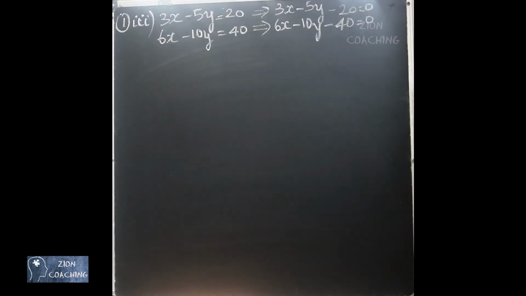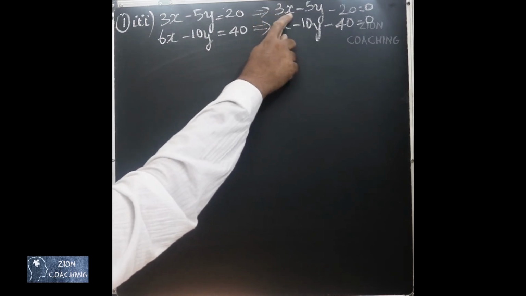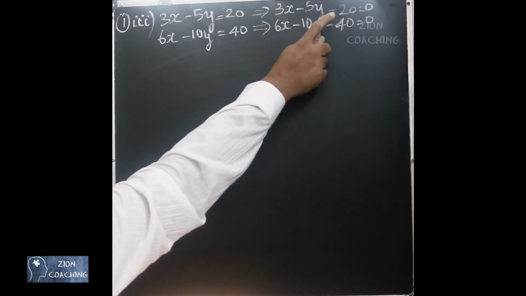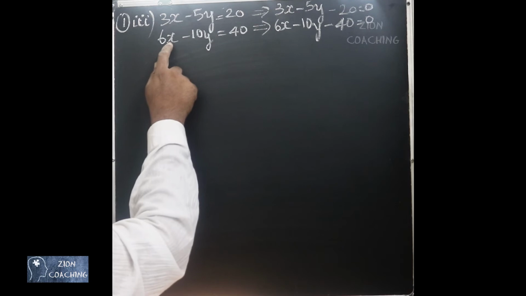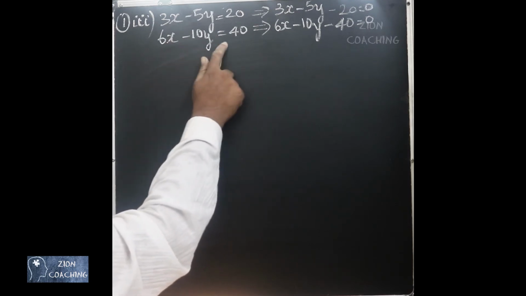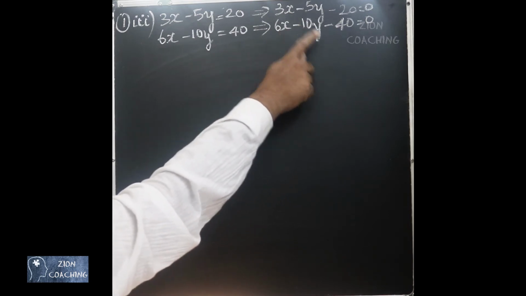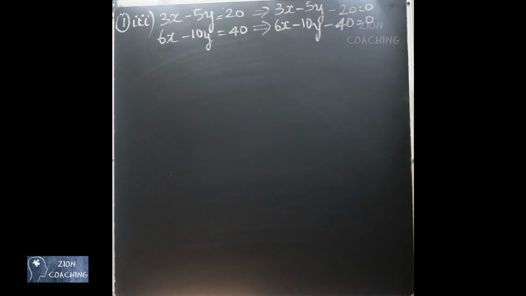Now they have given two equations. We have 3x minus 5y equal to 20. Bringing it to the general form, we will have 3x minus 5y minus 20 equal to 0. And the second equation they have given is 6x minus 10y equal to 40. Bringing it to the general form, we have 6x minus 10y minus 40 equal to 0.